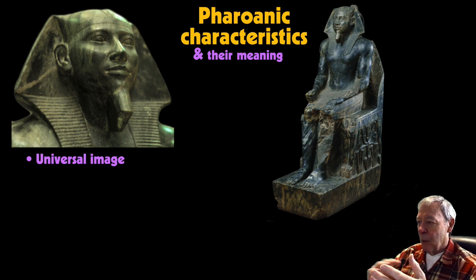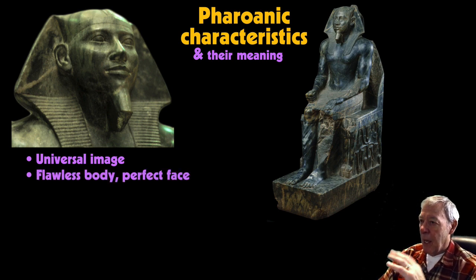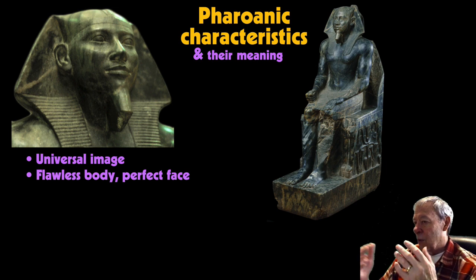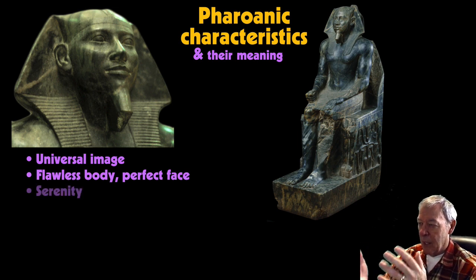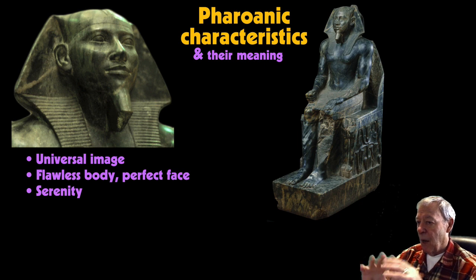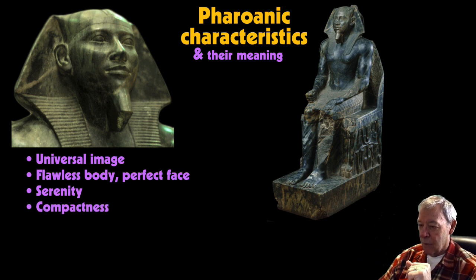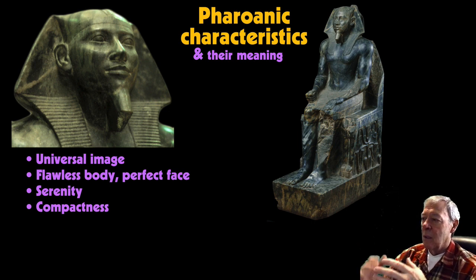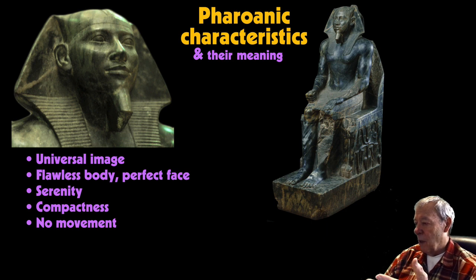The pharaoh is typically portrayed always with a flawless body and a perfect face, and he certainly exudes a sense of serenity in that facial expression. No pain, no suffering, but no happiness and joy there either. Total serenity and contemplation. And then, of course, the whole figure is very, very compact, locked into a block of stone. And just like the other sculptures we've talked about, no movement here. And of course, the feet are together because it's just the way that you sit on a throne, I suspect.